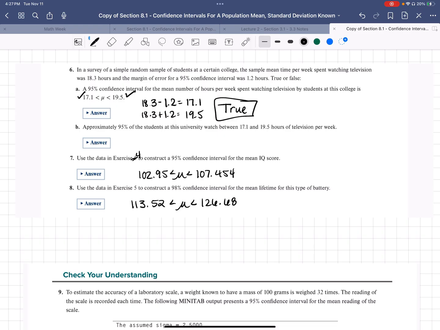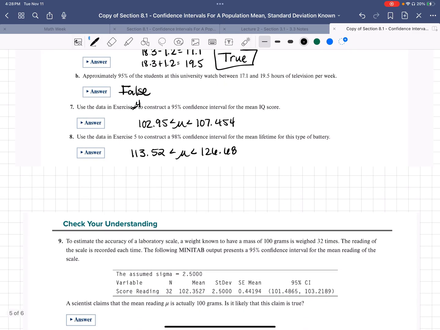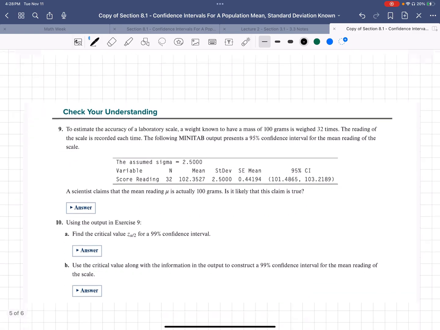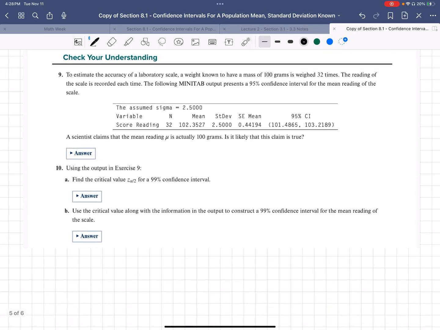Okay, B says approximately 95% of the students at this university watch between 17.1 and 19.5 hours of television. That's what you would think, but no. 95% is the confidence level, so this is false. Confidence level is not the same as the area, guys. Okay, so that is false. I've told you answers for 7 and 8 if you want to calculate those. Number 9, I just need to make sure that you can read the data that's there.